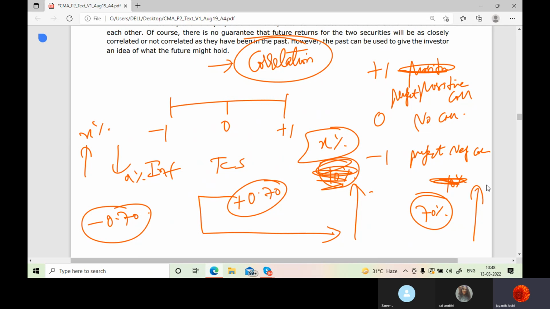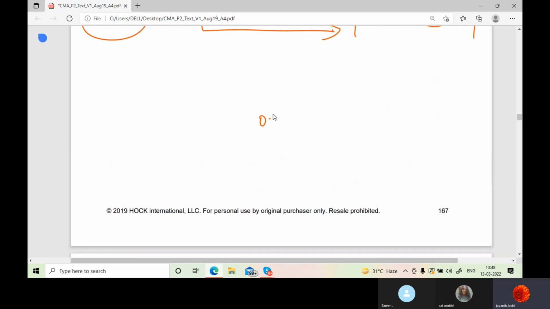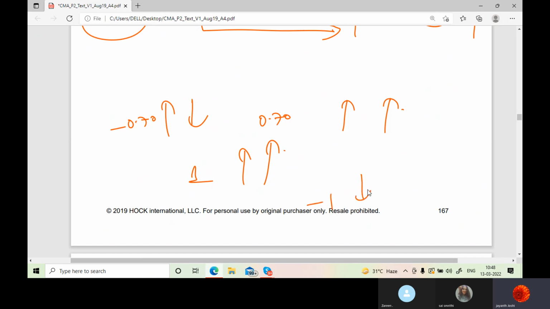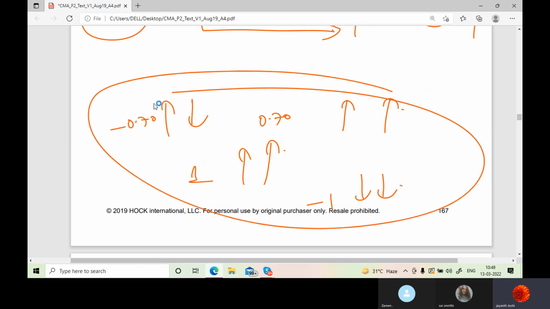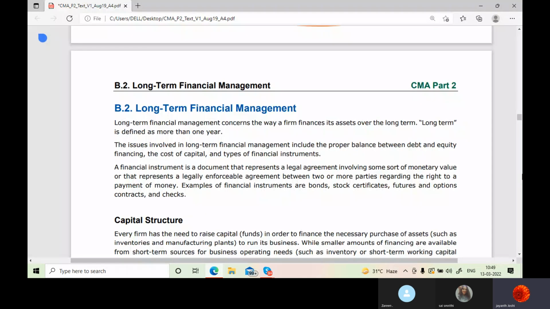So now again, 0.70: when Infosys goes up, 70% chances that TCS would go up. Minus 0.70: when Infosys goes up, 70% chances that TCS would go down. 1: if Infosys goes up, 100% chance that TCS would also go up. -1: if Infosys goes down, TCS would also go down, that is 100% expected. That is the strength of the relationship that correlation tells us. With this we end the chapter.